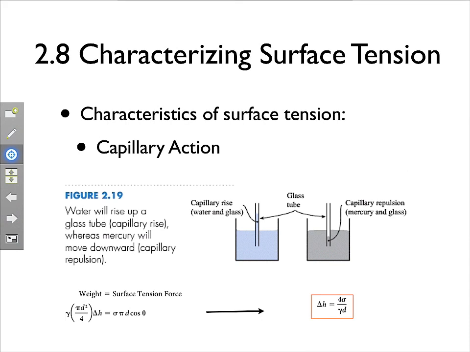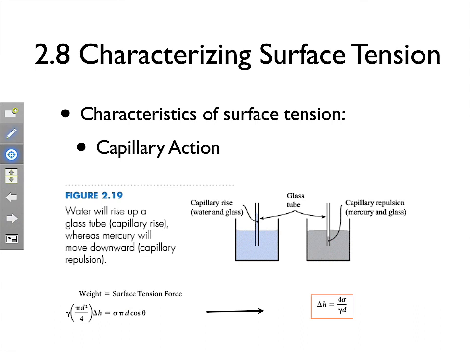So one of the ramifications of this is capillary action, and you'll be dealing with this in your homework. Capillary action: when we have these adhesion forces, if you have a glass pipe, if this force is great enough, it can actually draw against the weight of the fluid. Basically, it can draw the fluid up into the pipe. And so there's two different cases. You can have capillary rise in the case of water and glass, or capillary repulsion with mercury in glass, where you can actually have it go down.